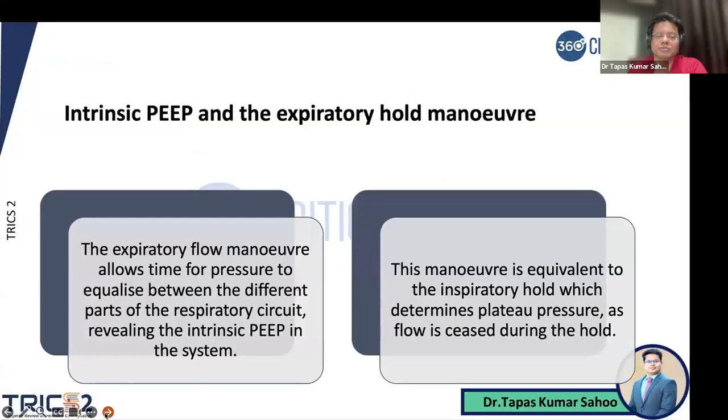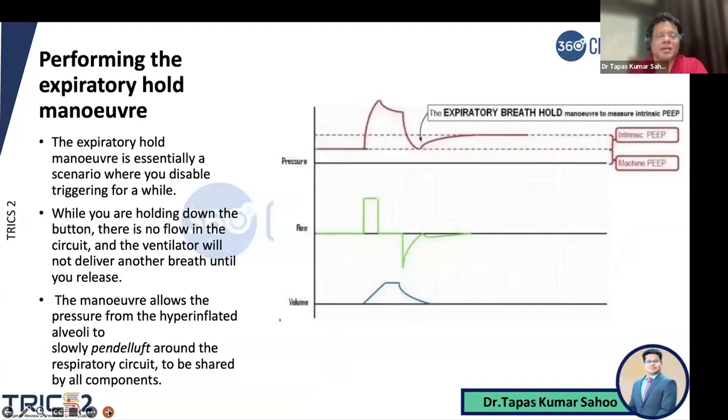practice. Now, for the increasing PEEP, what is the maneuver you should do? This is the expiratory hold maneuver. Now, inspiratory hold for P plat or static compliance, expiratory hold maneuver to know what the auto PEEP, increasing PEEP, dynamic hyperinflation is. I'm not going into detail, but the flow is ceased during the expiratory hold, expiratory time. So that is the principle.